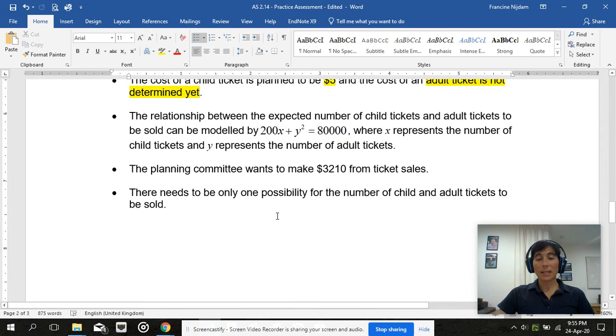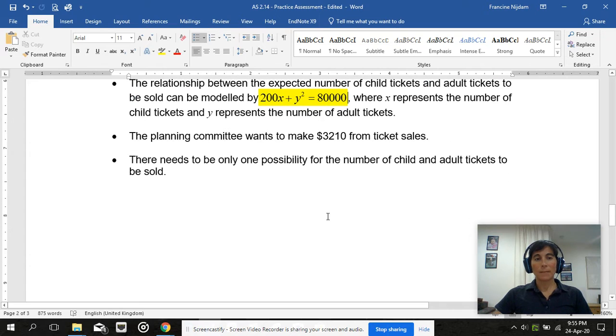The relationship between the expected number of child tickets and adult tickets to be sold can be modelled by this equation. So 200x plus y squared equals 80,000, where x represents the number of child tickets and y represents the number of adult tickets. The Planning Committee wants to make $3,210 from the ticket sales. There needs to be only one possibility for the number of child and adult tickets to be sold. So this here is the key, and hopefully you can see that links to the discriminant.